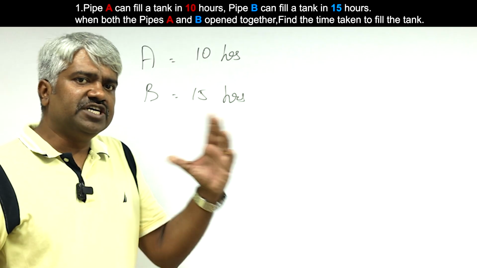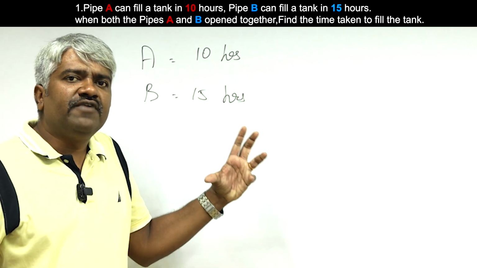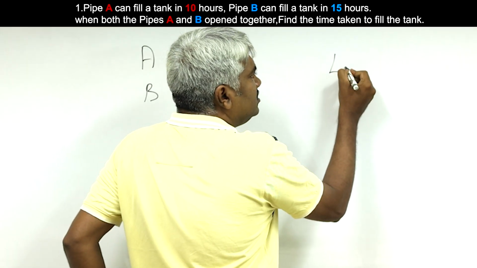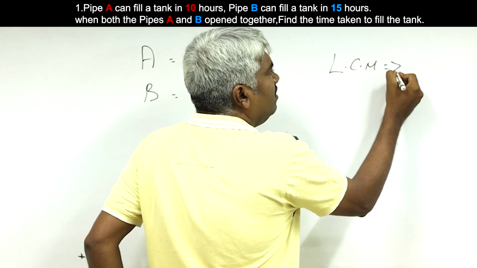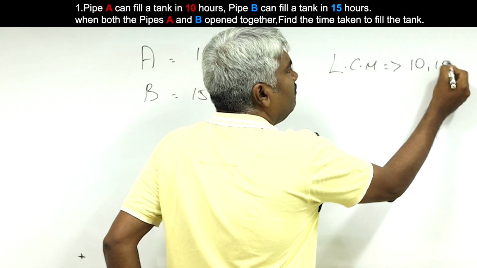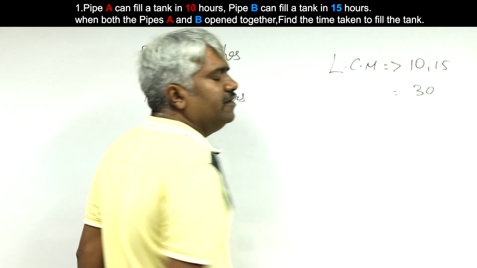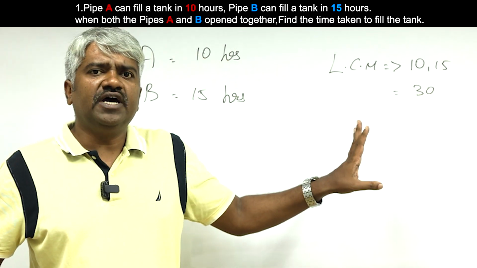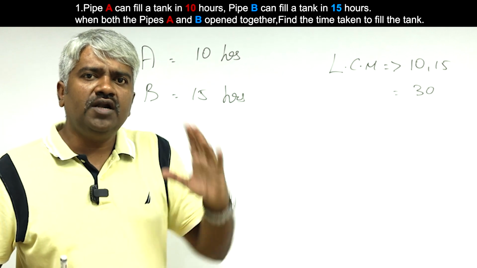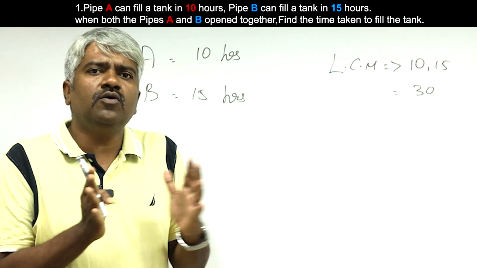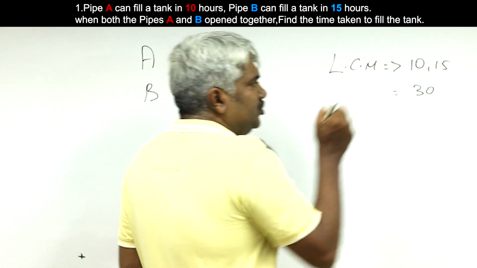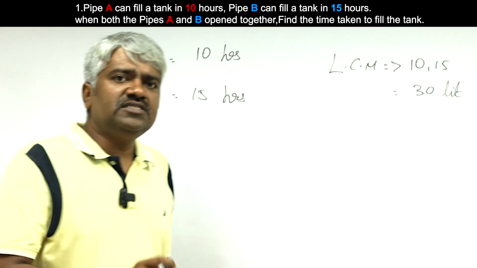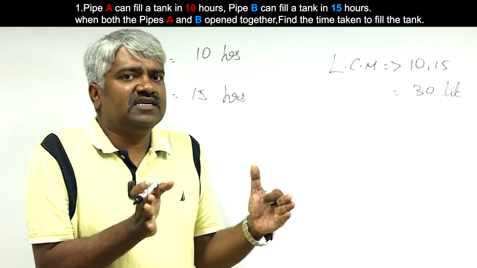Now, in the previous session, what I said to you, we are going to find the LCM of 10 and 15, right? So, the LCM of 10 and 15 will be 30. Now, you might have a doubt, what is this 30? Let us assume that this 30 is the quantity of the cistern or the tank. Let us assume this 30 is in liters. That is, the capacity of the tank is 30 liters.